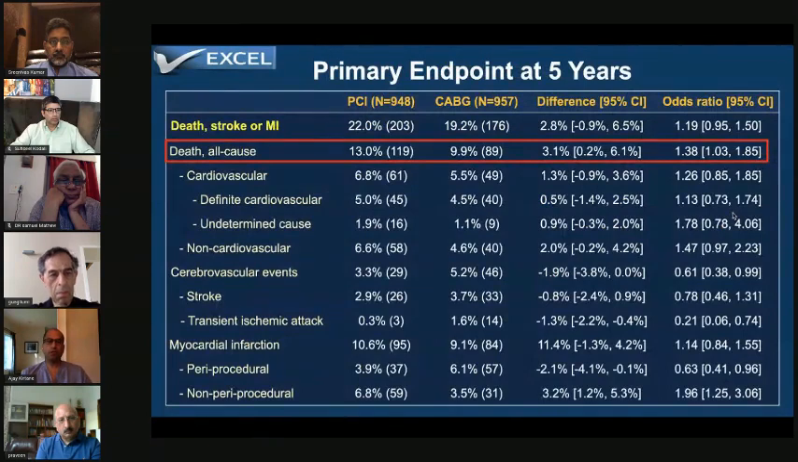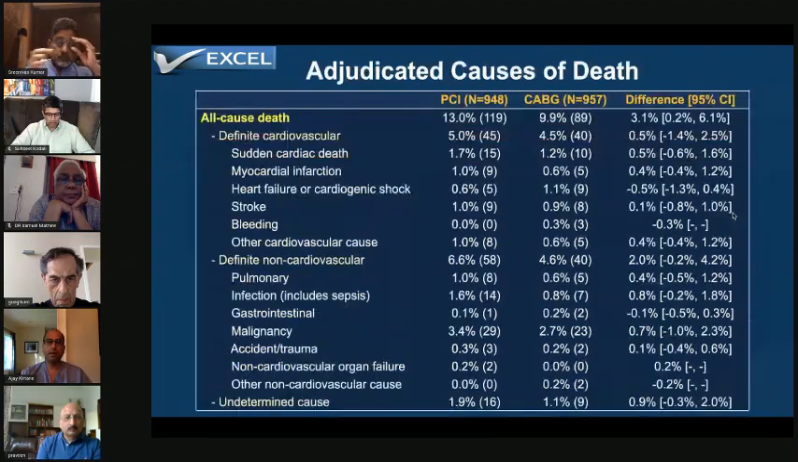Now, the other issue of controversy within EXCEL was specifically relating to all-cause death. And if you look at death in EXCEL, the rate with PCI was 13%, and it was 9.9% in CABG. This difference, although not a primary hypothesis, does achieve statistical significance in favor of bypass surgery over PCI. Now, the investigators went further and tried to examine what the causes of death were, and it turns out that these are not all adjudicated to be cardiovascular death.